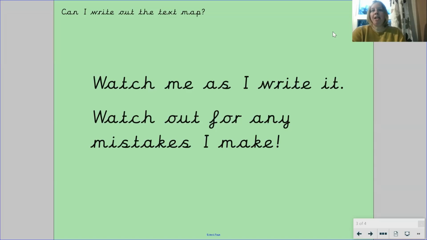So now that we have practiced our text map, we are going to have a go at doing some writing. I'm going to start this with you and then you are going to carry on by yourself. So watch me as I start. So the first thing I've done is written the date and I've underlined my date. Now I need to think about what I can remember from going through the text map and use this to help me to write the text map.